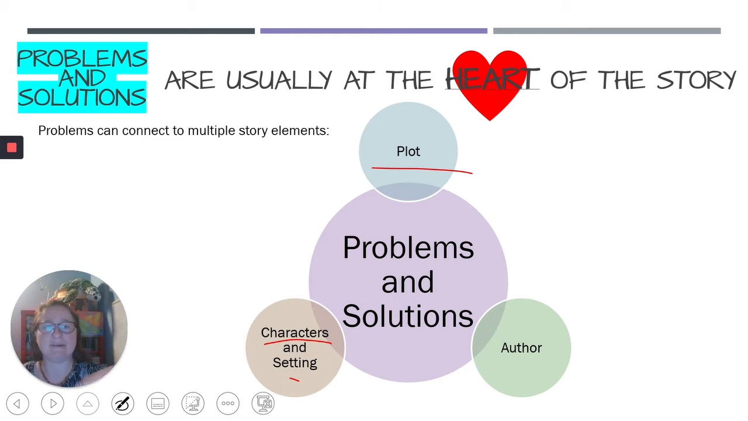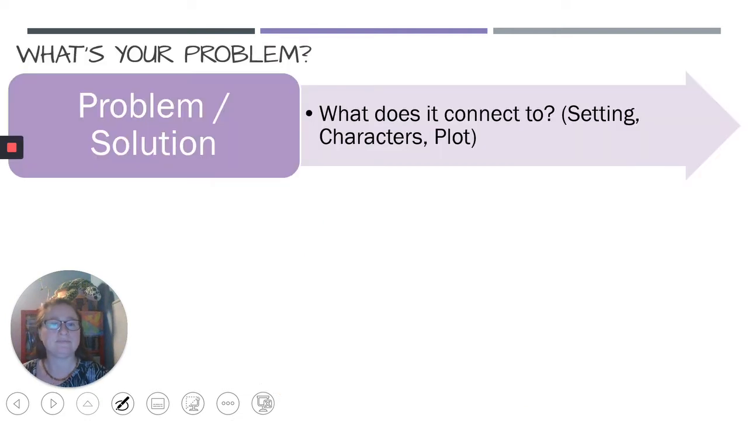The last thing we're going to think about is how is the author using the problems and solutions to teach us something? This is the sign for teach. So when we've got a problem and a solution, you're always going to connect them to the plot, to the characters and setting, and to the author.